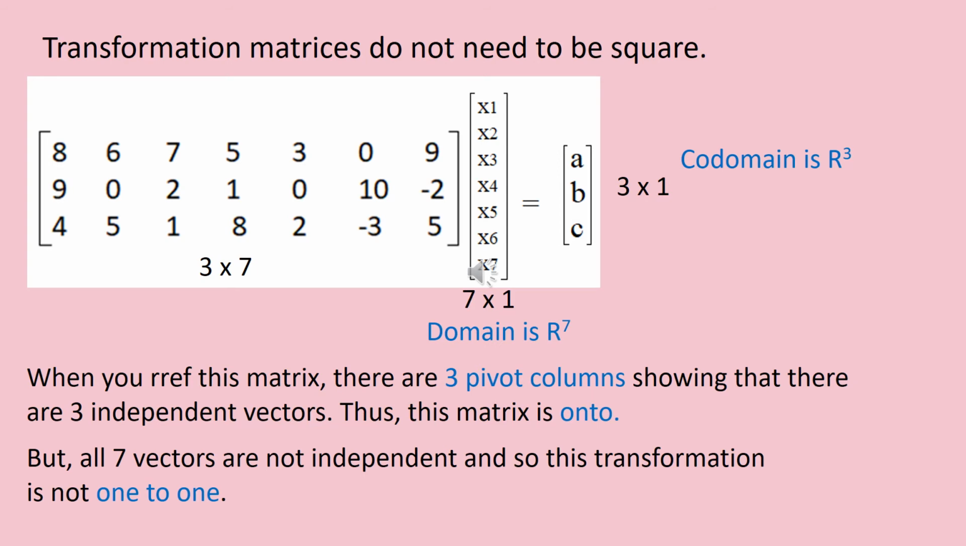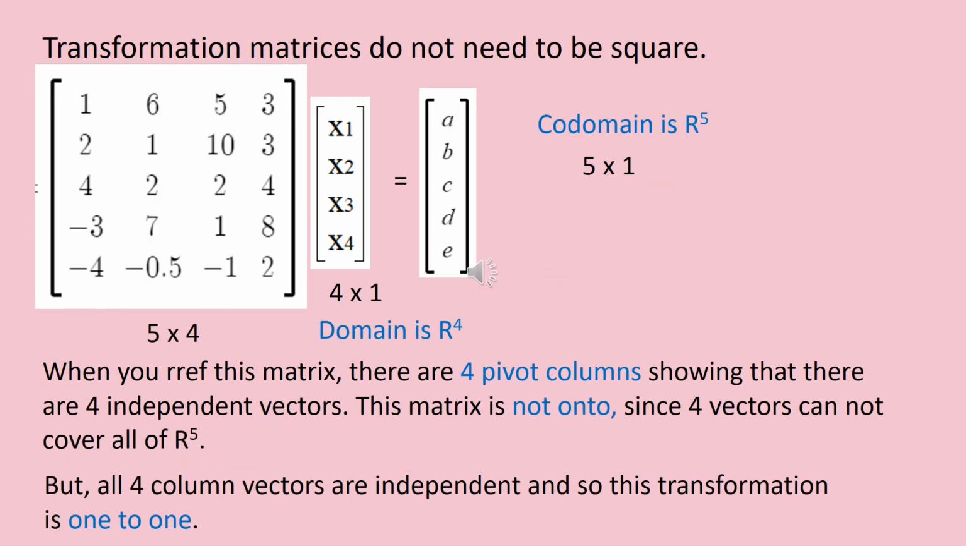But all 7 vectors are not independent, and so this transformation is not one-to-one. We will be able to find different 7 by 1 vectors, apply this transformation, and get the same output in R3. So it is not one-to-one.